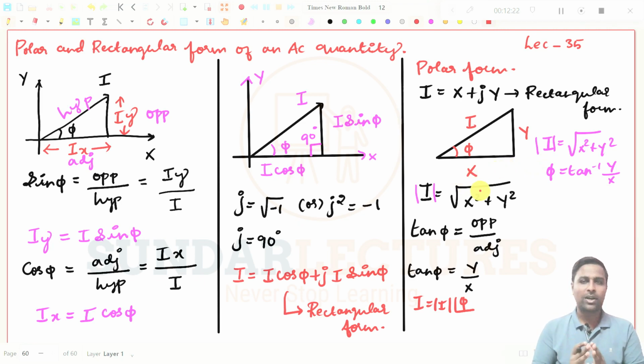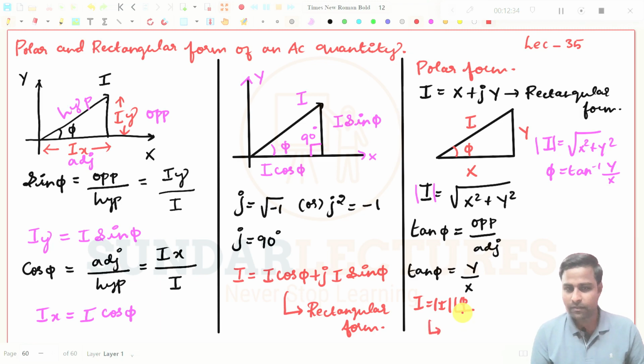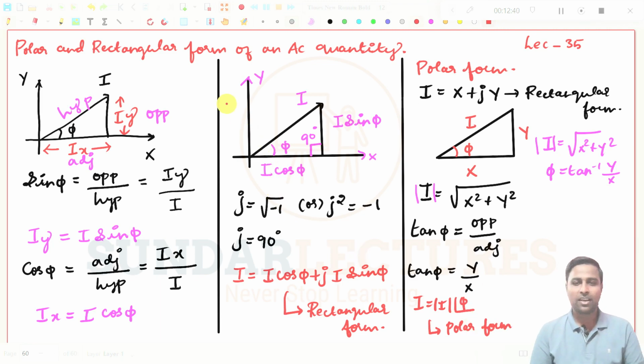So an alternating quantity can be represented in two ways. One is the rectangular form, and the other is the polar form. We are calling this the polar form. So an alternating quantity can be represented in terms of rectangular form, or in terms of polar form. Simple to understand, right? Let us take an example, an alternating quantity expression, to find the rectangular form and the polar form now. For that we will take a new page.